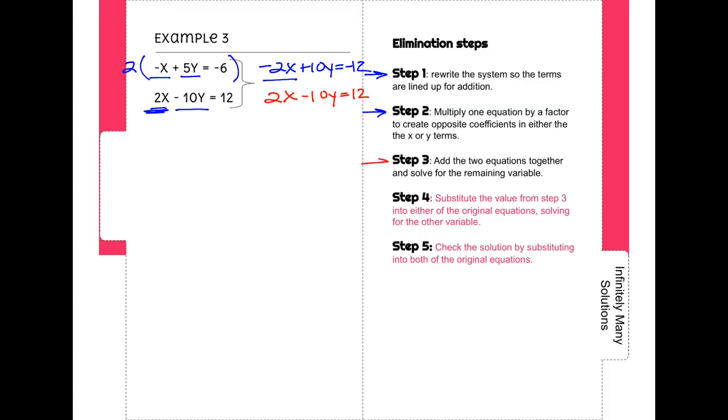And now move on to step 3, which tells us to add the two equations together, which will eliminate one of our variables. Okay, so I have negative 2x and 2x, and that becomes 0. And I have positive 10y and negative 10y, and that's also 0. And that's equal to negative 12 plus positive 12, and that's also equal to 0. So what I have here, after I've added my equations together, is 0 equals 0.